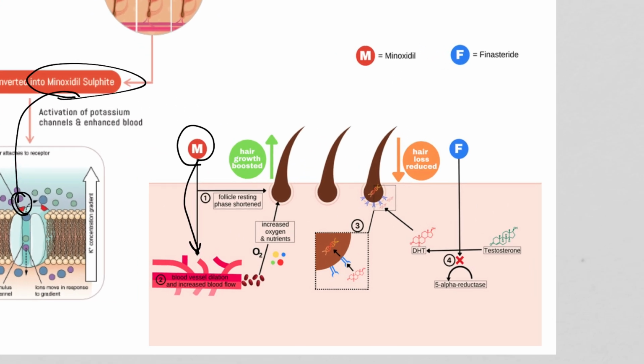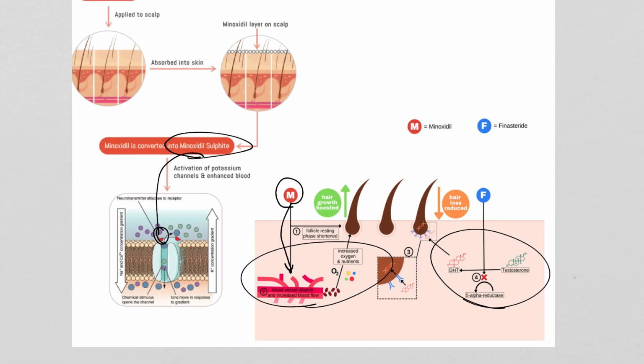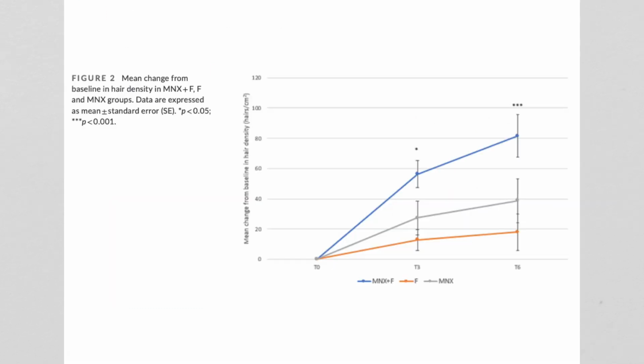And so the idea is if we can use these two drugs in combination, right, we can decrease expression of the genes that are miniaturizing the follicle, right? That's finasteride by decreasing DHT. Meanwhile, we can try to push more nutrients, more oxygen, more blood flow overall to those hair follicles using minoxidil. Hopefully they'll have a combinatoric effect where we get a better result when the two are merged. And it turned out that that was precisely what happened.